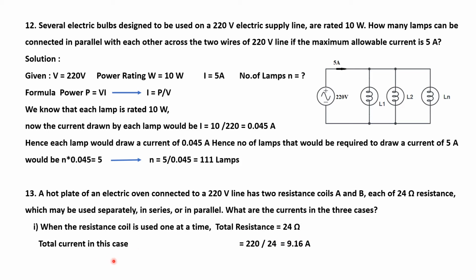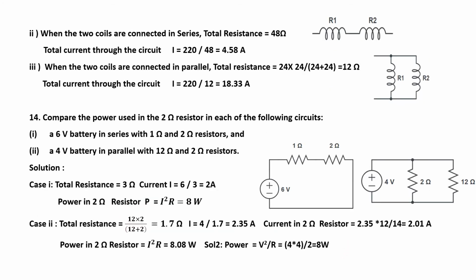So the total current in this case is current I is equal to voltage by resistance, that is voltage 220 volt divided by resistance 24 ohms. So this gives the current of 9.16 amps. So this electric oven draws a current of 9.16 amps when the coil is used separately. Now let us consider the second case, that is when the coils are connected in series.